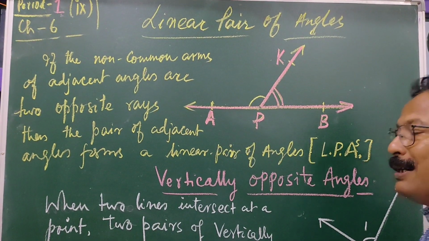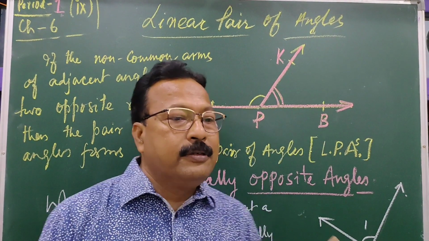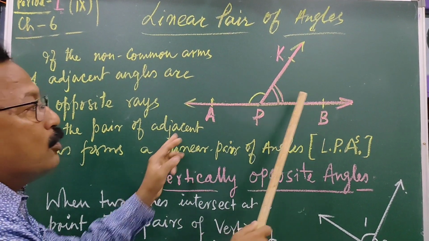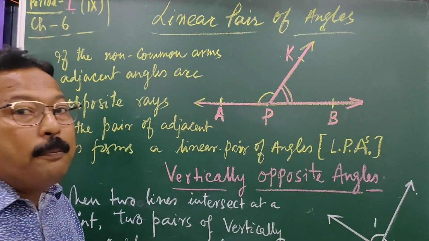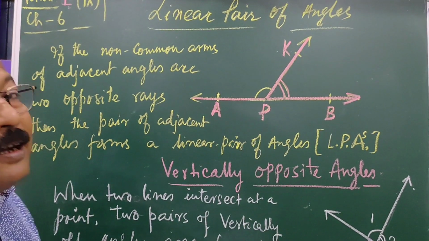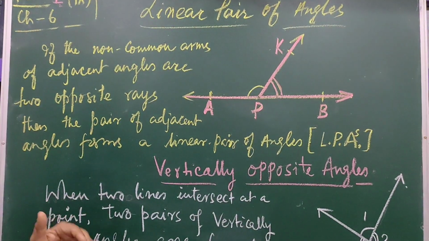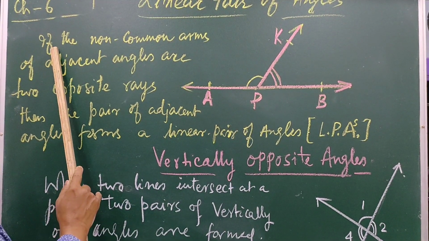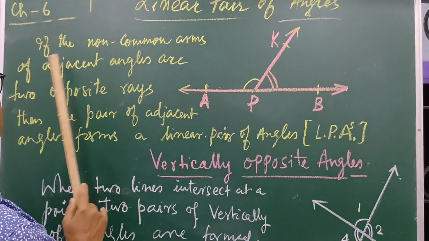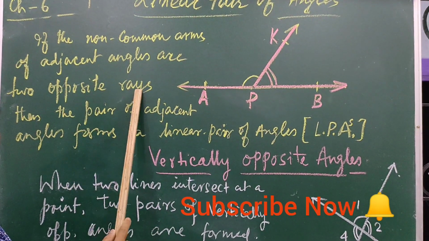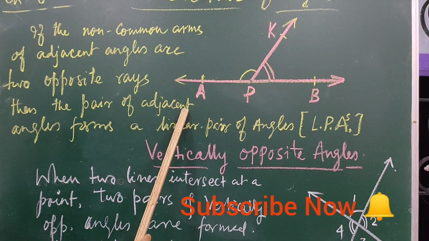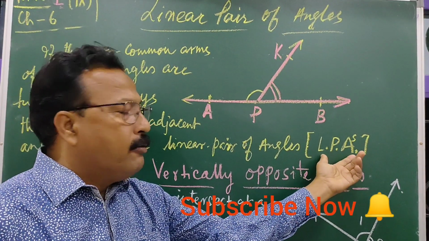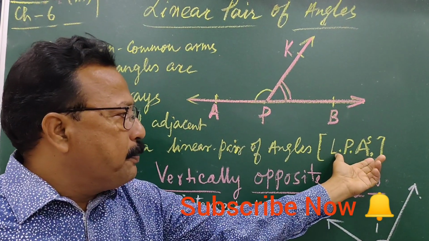When two adjacent angles have their non-common arms as opposite rays, the pair of adjacent angles so formed is known as a linear pair of angles. What I have written: if the non-common arms of adjacent angles are two opposite rays, then the pair of adjacent angles forms a linear pair of angles. Abbreviated, for easy processing, we'll take this as LPA.